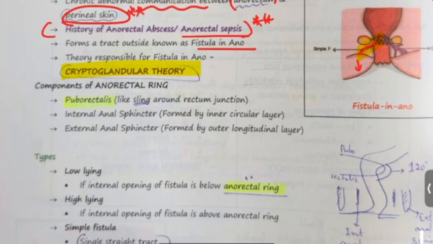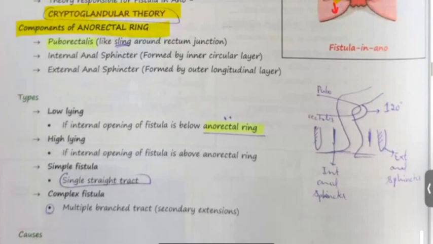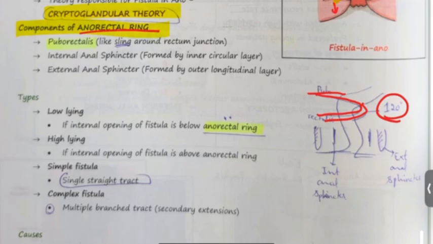Now we need to know the components of the anorectal ring. That is the puborectalis. If you can see in the diagram I have drawn here, this is the puborectalis, which forms a sling-like structure pulling the rectum. Because of this there is a puborectal angle of 120 degrees, and other than that the anorectal ring involves the internal anal sphincter and external anal sphincter.